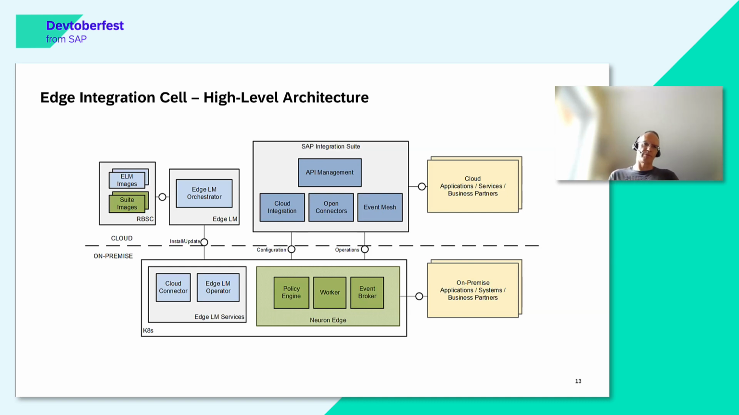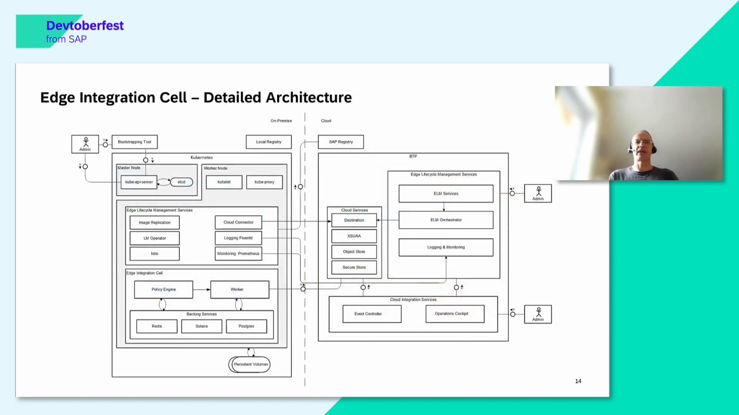Now, when we zoom in from this higher level perspective into Kubernetes level, then it's like you see it here. The right side, we have the cloud parts of the integration suite, so business technology platform, where we use also certain cloud services like XSUAA for authentication, the object store, that's part of the BTP environment, or secure store for sharing credentials and things like that. We use the destination service for connecting to the edge via cloud connector, for example. And so there's a certain dependency to these cloud services.